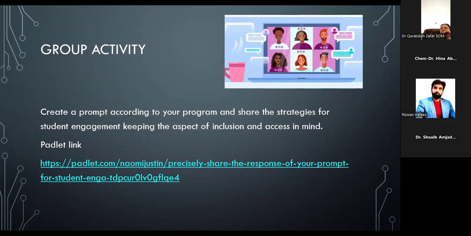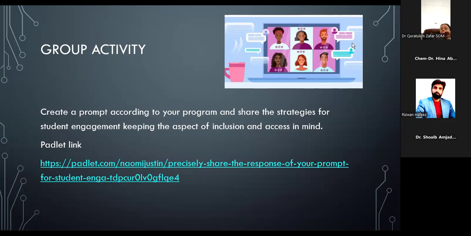So it's not just that you're learning from this session, I would also be able to learn a lot of new things from you. So you are supposed to create a prompt according to your program, which talks about different student engagement strategies. But we need to keep in mind that we have to include all the students with different needs and different learning styles, and they should have equal access to the content that is being shared with them in the class. We will share the link of the Padlet with you in the group.